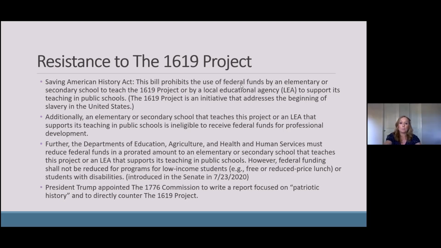And as many of us know, President Trump actually appointed the 1776 Commission to write a report on patriotic history to directly counter the 1619 Project, which was then published, I believe, on Martin Luther King Day. It was released, ironically, two days before he left office. And then, of course, one of Biden's first orders was to take it down. So we have this idea of the resistance, but then the reality is, is it accurate history, or is it history that makes people feel uncomfortable? Is it controversial?